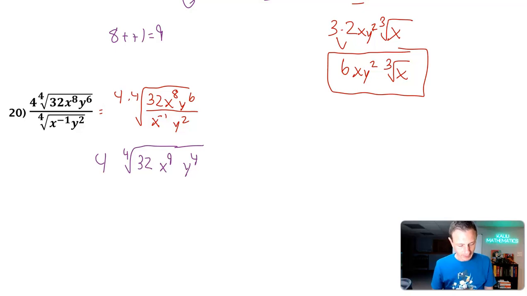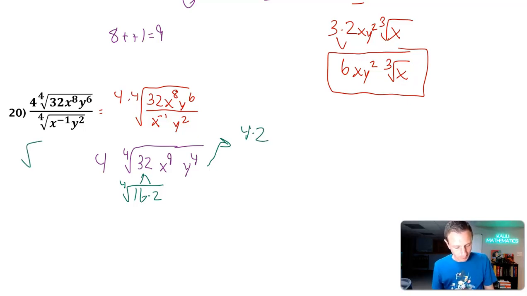Now we simplify the radical. So the 4th root of 32 is 16 times 2, because the 4th root of 16 is 2. So 2 is going to bump out of there. 4th root of 16 is 2. So that's going to be 4 times 2 on the outside.